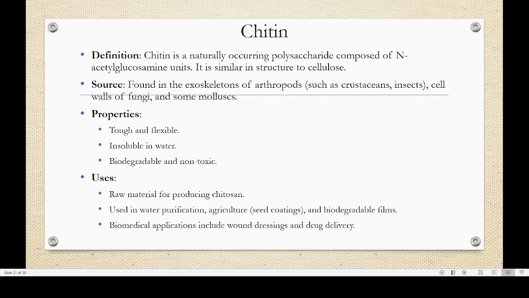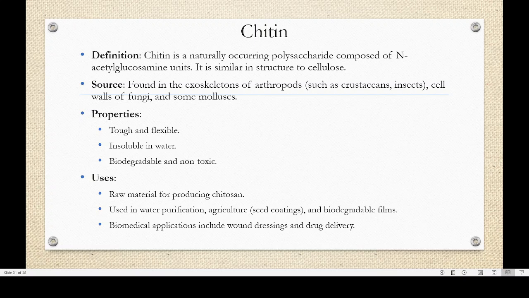You might have heard about chitin. Chitin is actually a carbohydrate or a polysaccharide that is found in the body of most of the arthropod products. Like if you take a prawn, the shell, the outer body covering, is formed of chitin. If you take a cockroach, the outer body covering is formed of chitin.